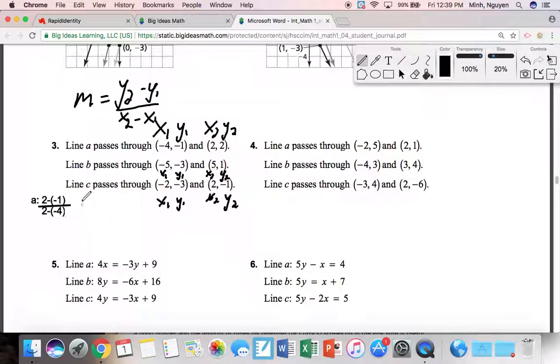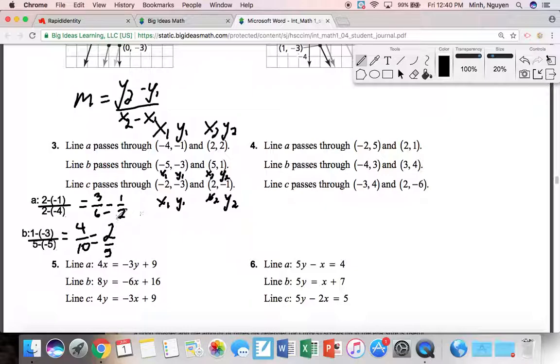2 plus 1 is 3. 2 plus 4 is 6. So M is equal to 1/2 for A. But I'm not finished. I have to find it for all 3. So for B, it is y2, 1, minus y1, negative 3, over x2, 5, minus negative 5, x1. Again, make it clear that this is a fraction. So we have 1 plus 3 is 4, 5 plus 5 is 10. If I simplify this, I can divide both the numerator and the denominator by 2. So I have 2 over 5. So these are not the same.